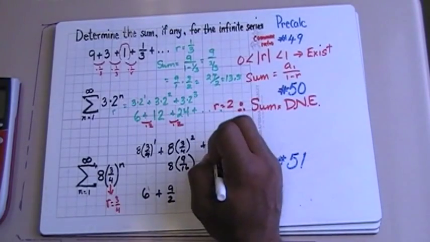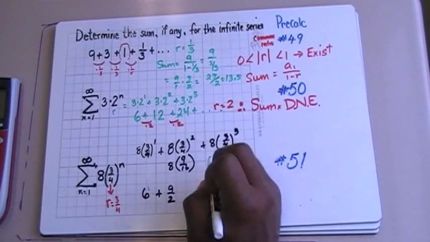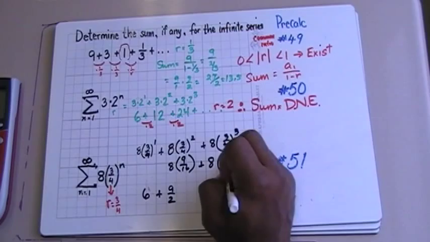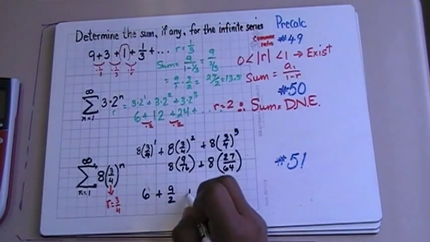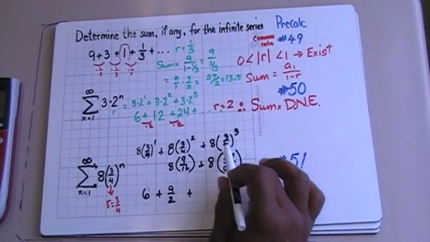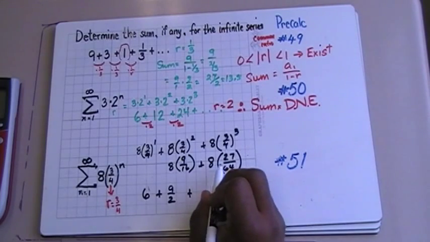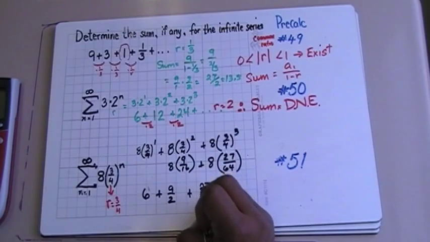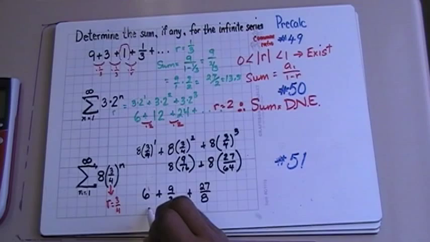And then again, 8 times 3/4 cubed, which is 8 times 27 over 64. Remember, we're cubing both the numerator and the denominator there. In that case, this is 27/8. I feel like I just wasted some time, because every time I'm multiplying by 3/4.